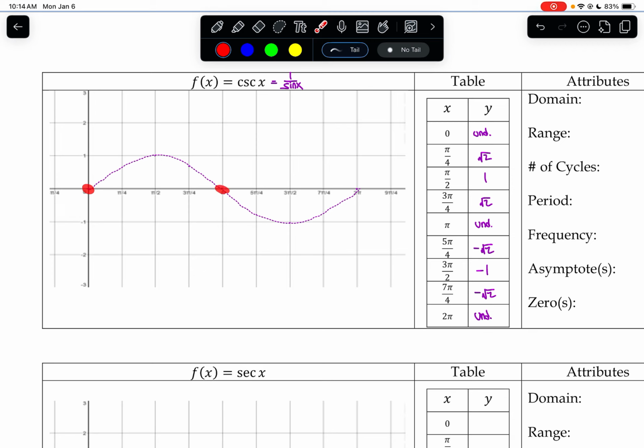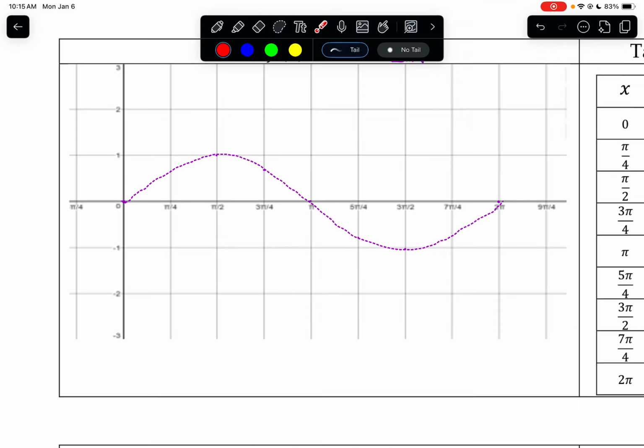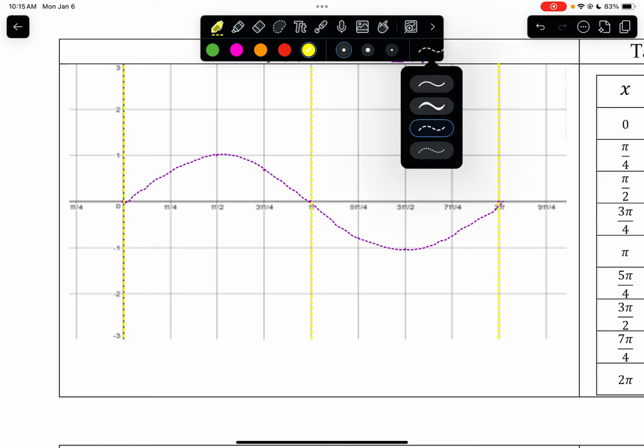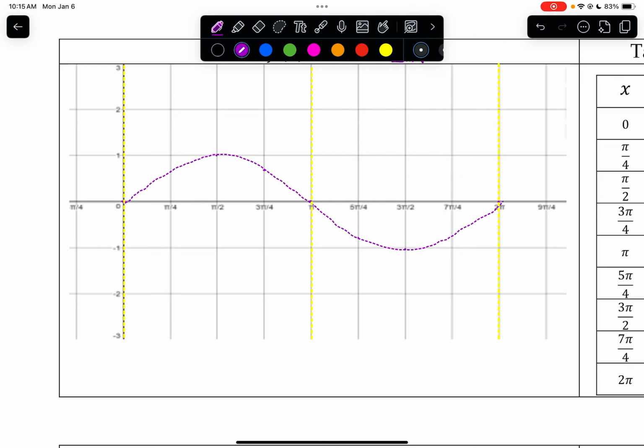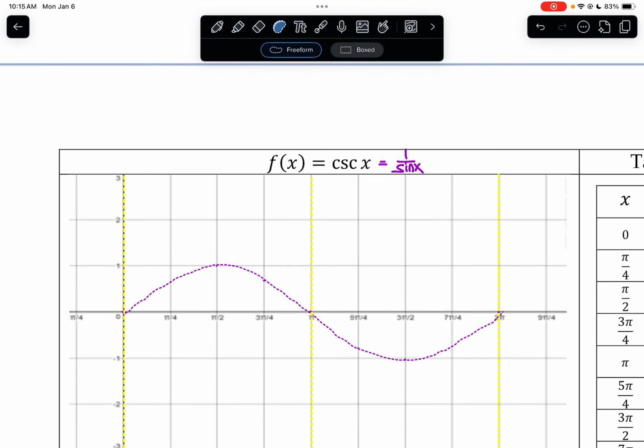Okay, so the reason that I'm doing this is because essentially every time your function sine is going to touch the x-axis, that's actually going to be every single place that we're going to have a vertical asymptote. So what I'm going to do here is I'm going to graph and do vertical asymptotes every time sine touches 0.